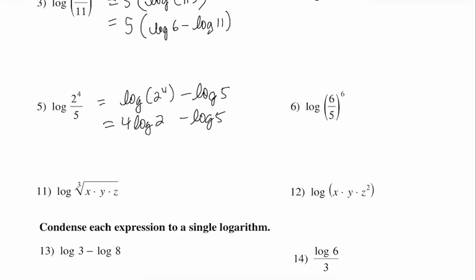Now let's do number 11. Number 11 requires us to do a rewrite before we try to use the rules from above. Let's rewrite that as the log of x, y, and z to the 1/3 power. Remember, square root can be written as a 1/2 power. A cube root can be written as a 1/3 power.